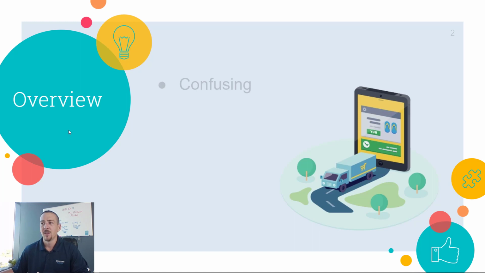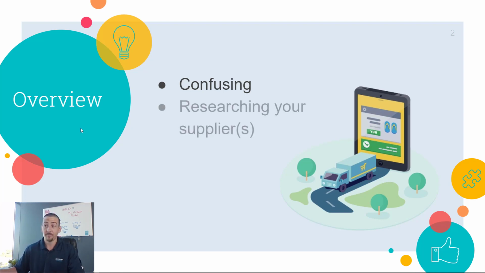Let's talk a little more about shipping and drop shipping and things you're going to need to know. So obviously the first thing is it's a little confusing. It's no surprise that figuring out your shipping policies with drop ship products can be confusing because the products are coming from another source. They're not coming from you, they're coming from your drop ship supplier.